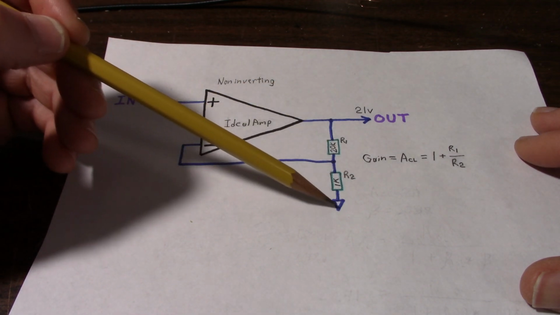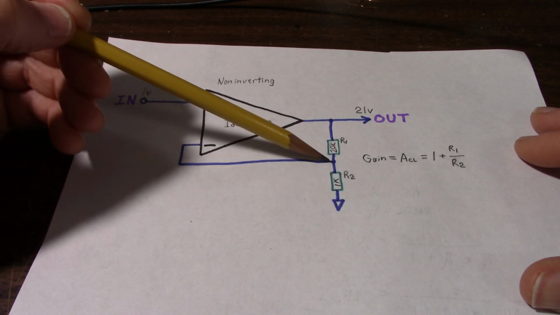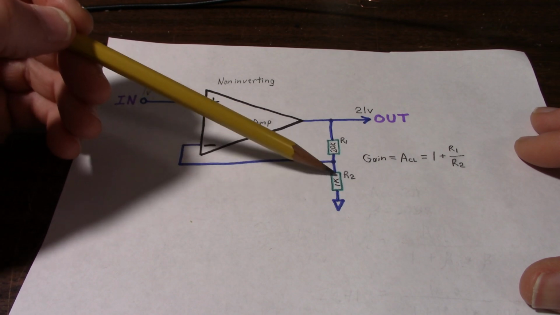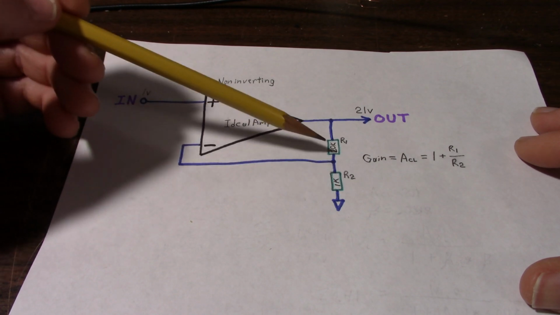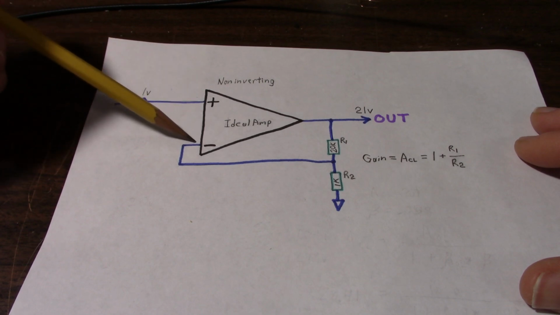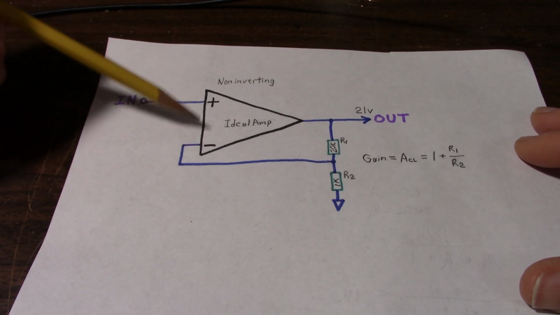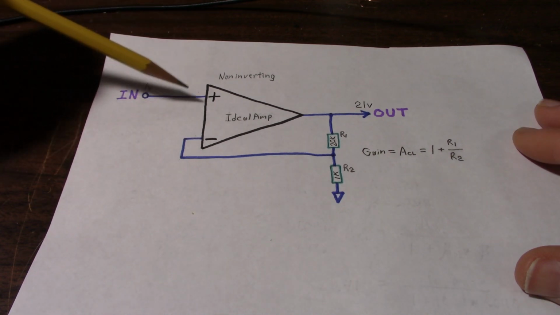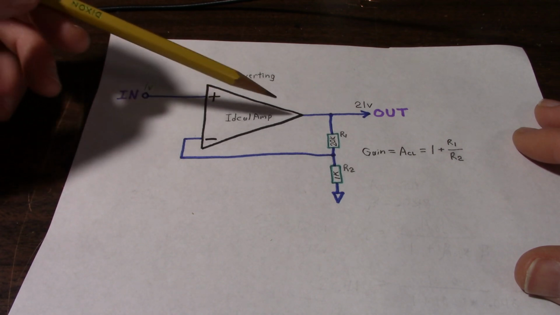And with this ground being our zero reference, we can calculate the voltage at this node. It's just the current through this resistor, which is 1 milliamp times 1K, 1 volt. So we have 1 volt here and 1 volt here, so that meets our condition that these will have the same voltage on them.